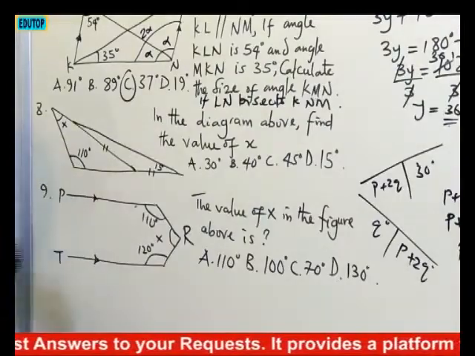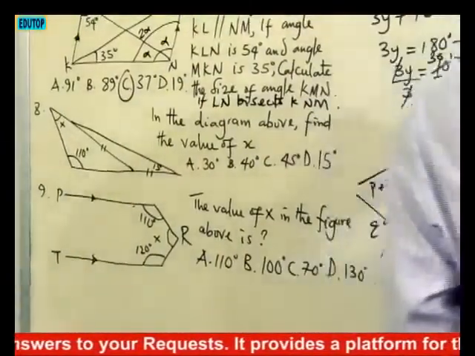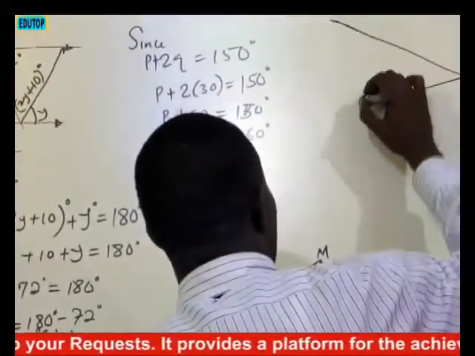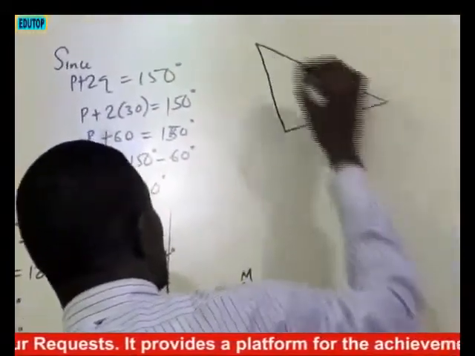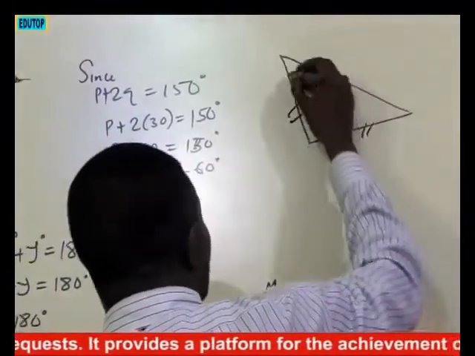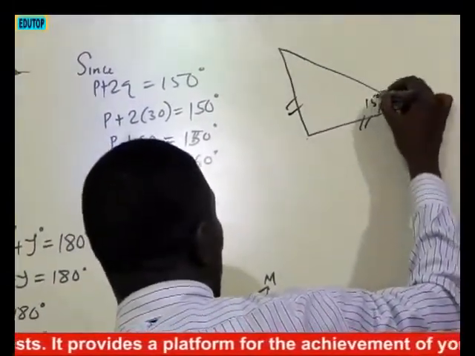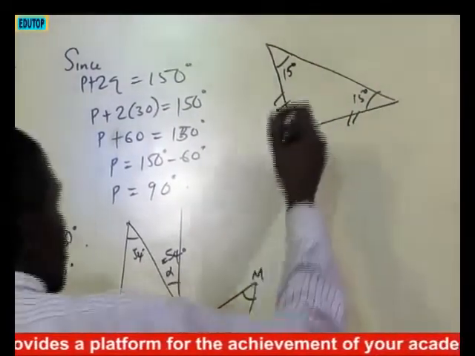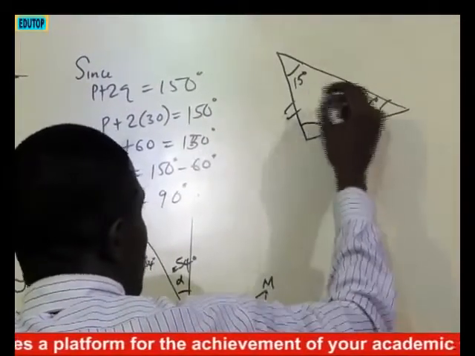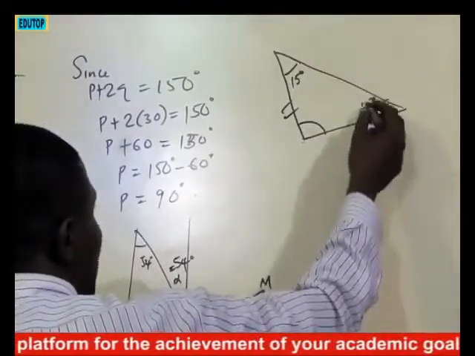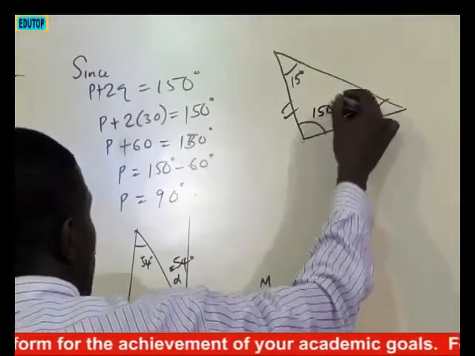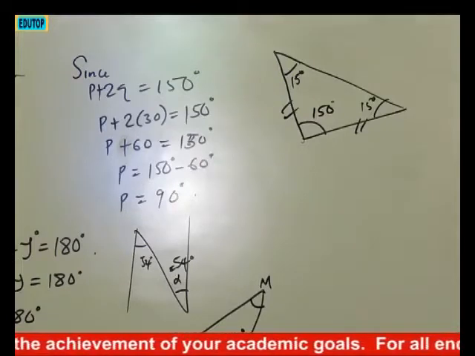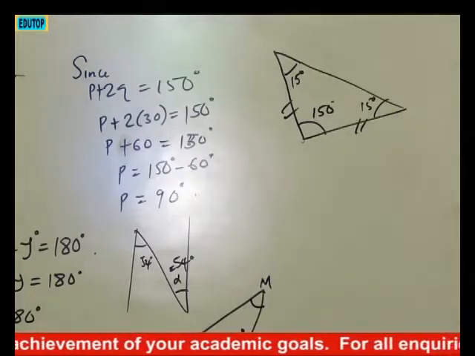And if this place is 15, we're having a scenario like this. So they mark these two lines. If this place is 15 degrees, what it means is that this place too will be what? 15 degrees. So the whole of this place will be 15 plus 15, that is 30. 180 minus 30 will give us what? 150. So this place is 150 degrees. So that means this place will definitely be what? 150 degrees. If you look at this line, it's a straight line.